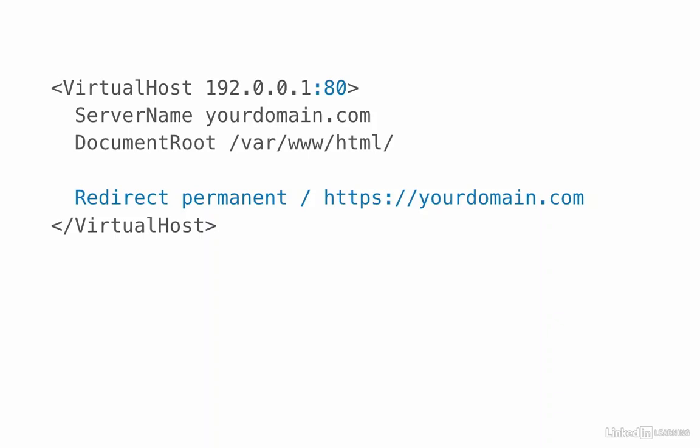A request will come in on port 80. Your web server will say, hey, you got the wrong place. Here's the new one. It'll send that back to the browser, and the browser will immediately make a new request on port 443 and get the secure connection.